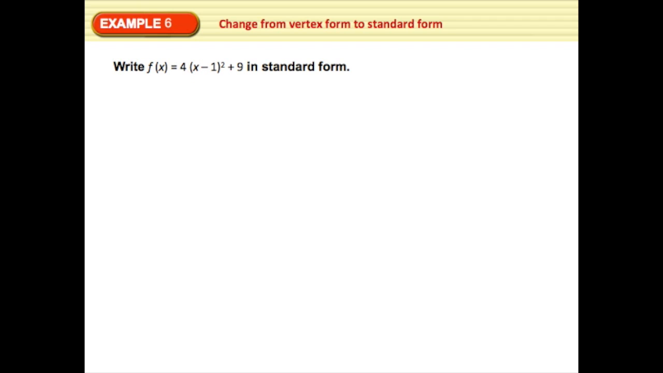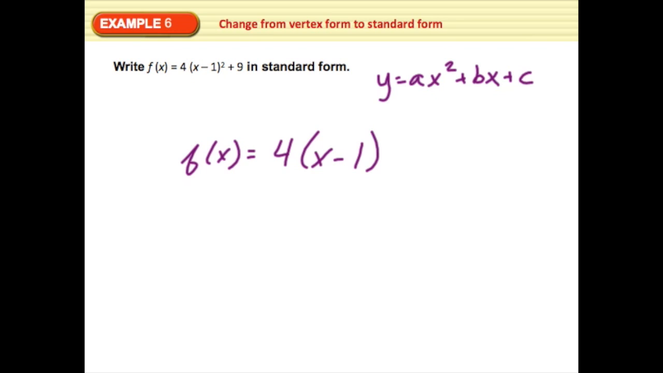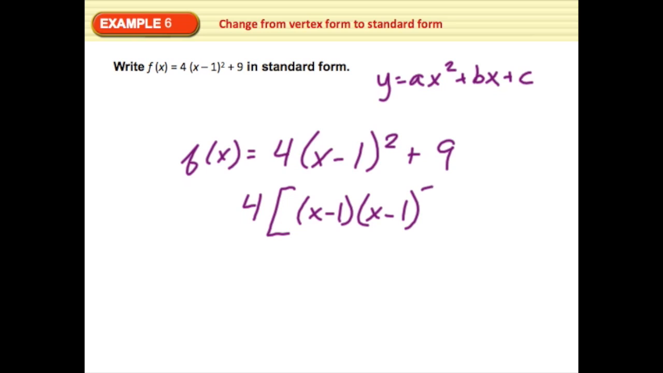So our next example says change from vertex form to standard form. Again, our goal is standard form, y equals ax squared plus bx plus c. And this is a similar equation, f of x equals 4 times (x minus 1) squared plus 9. I would say the key difference here is that the (x minus 1) squared is not written out as two quantities, and we need it to be. So I need to rewrite this as 4 bracket (x minus 1) times (x minus 1), close my brackets, and plus 9. Right, because I need two sets of parentheses in order to FOIL.